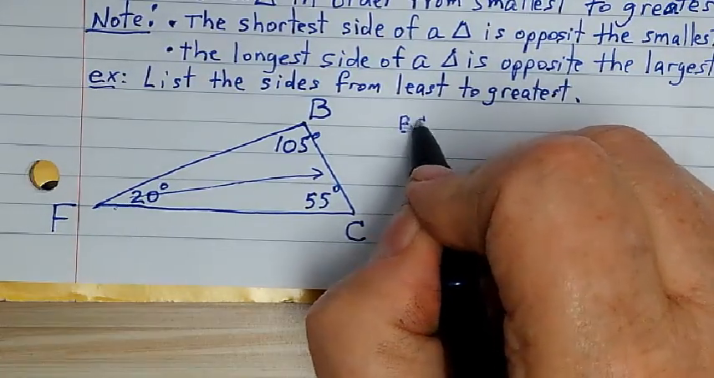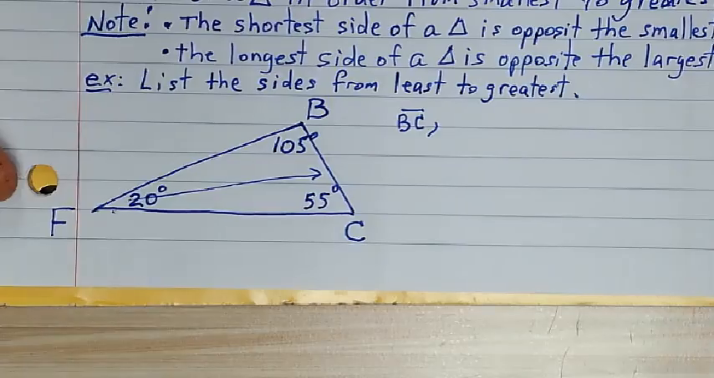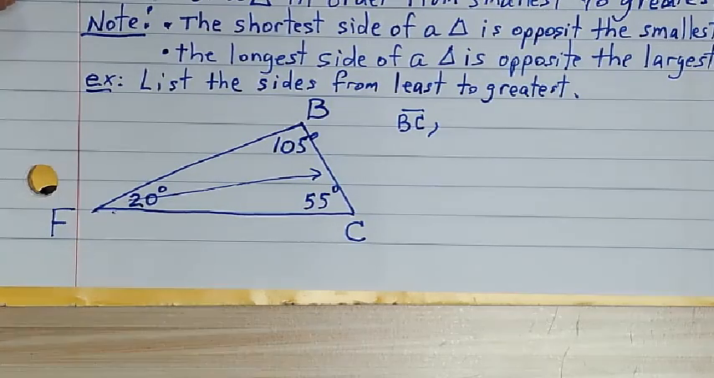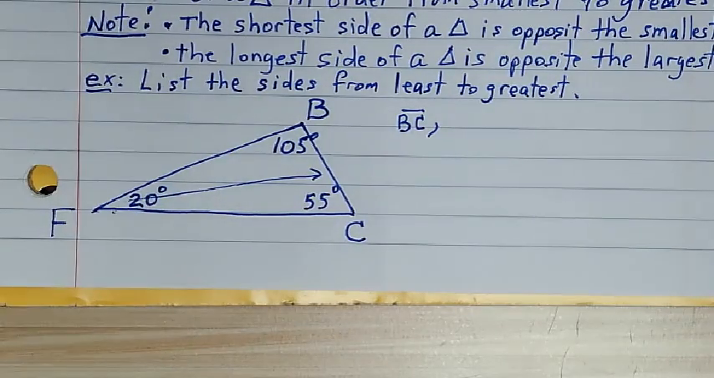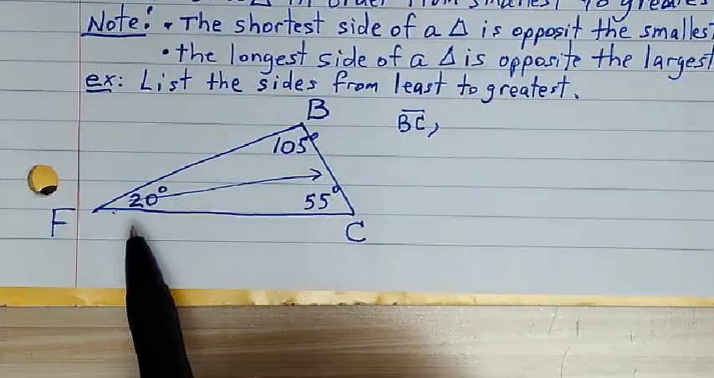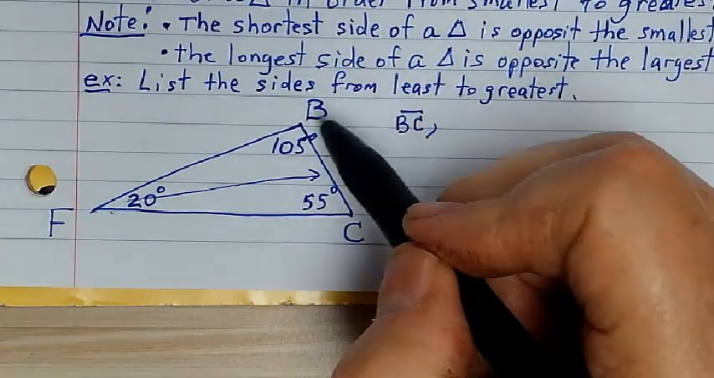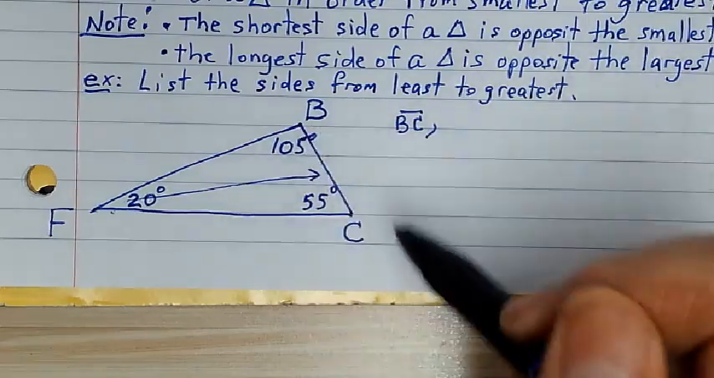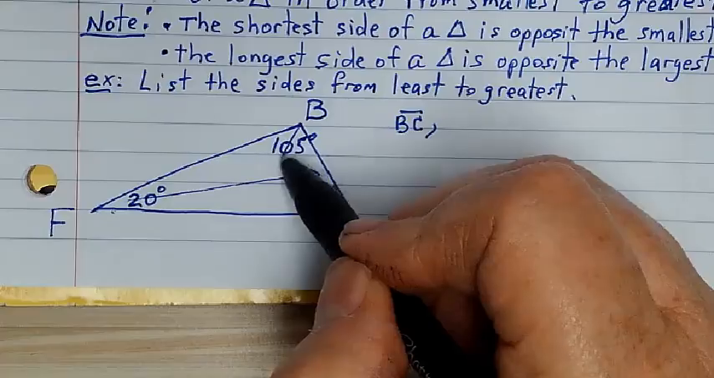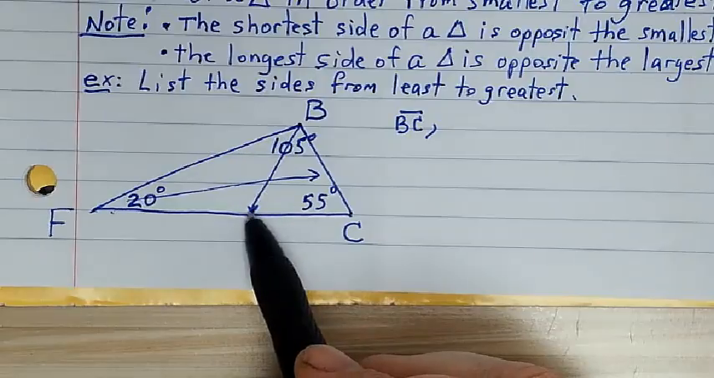Now, which side do you think is the longest side? Okay, the biggest angle is B, but which is the longest side? FC. Okay, FC, because the longest side is opposite the largest angle. So since B is 105, that's the largest angle. If you draw that imaginary line coming out of there, it always points to its opposite side. So if it's the largest angle, then its opposite side will be the longest side. So that's line segment FC.